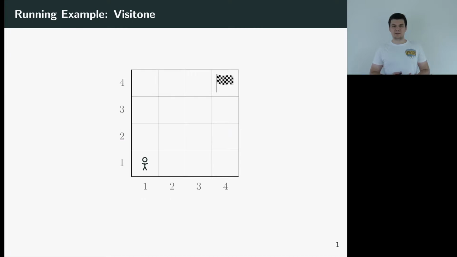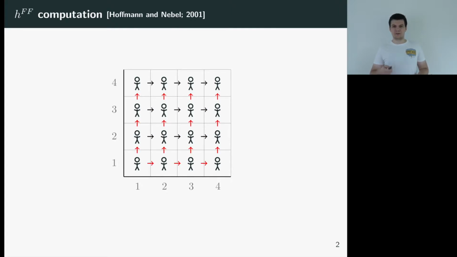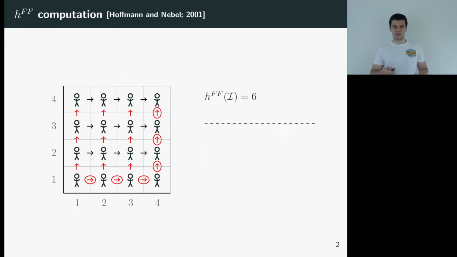As a running example, I will use a modified version of the domain visitAll I called visit1. We have this player and he can move across the grid, and the goal is to visit this one position. If we would want to compute HFF on this concrete task, we would apply all applicable actions until we have reached the goal and then extract our plan like this, giving us an HFF value of 6.